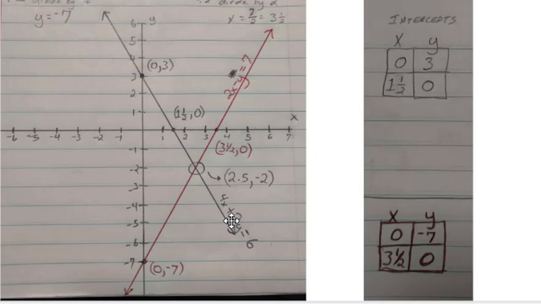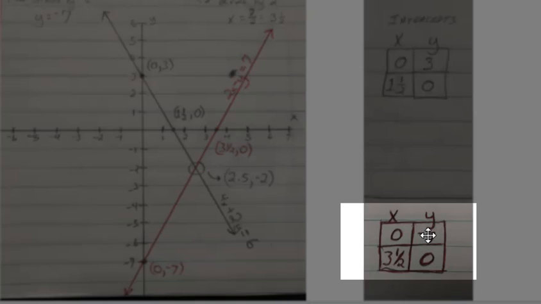These are also color coordinated. This is in pencil. The line is in pencil. This is in red pen, honestly, over pencil because I did it as an afterthought. And that red pen matches this red pen. Okay? So let's move over to the red pen line and say when x is 0, y is negative 7.